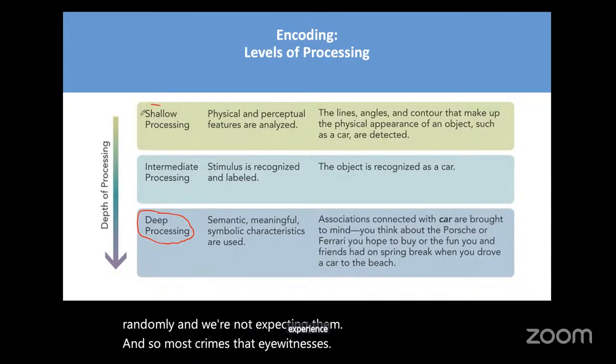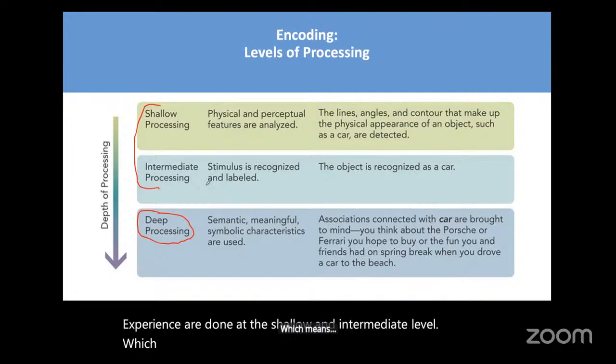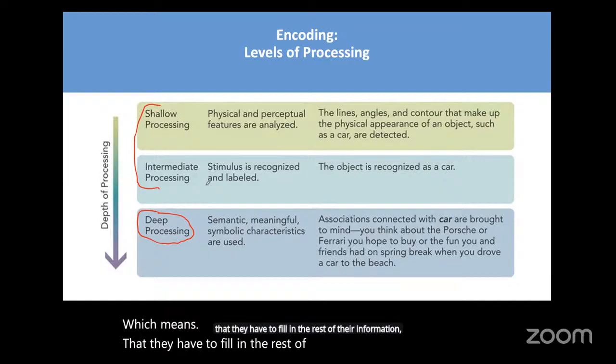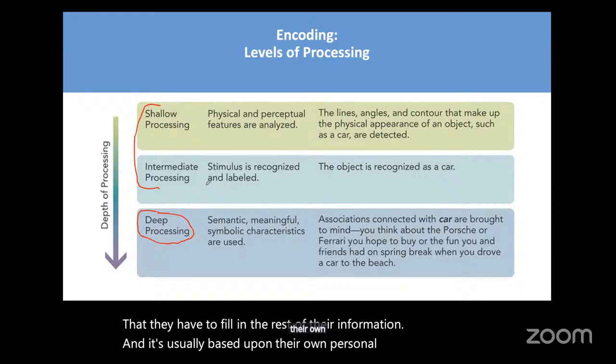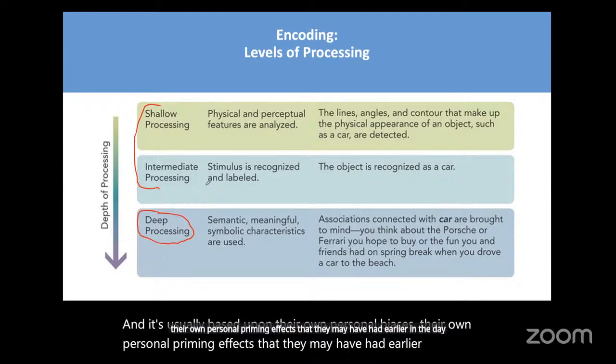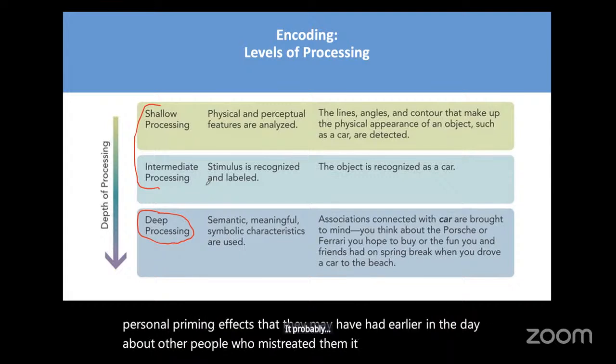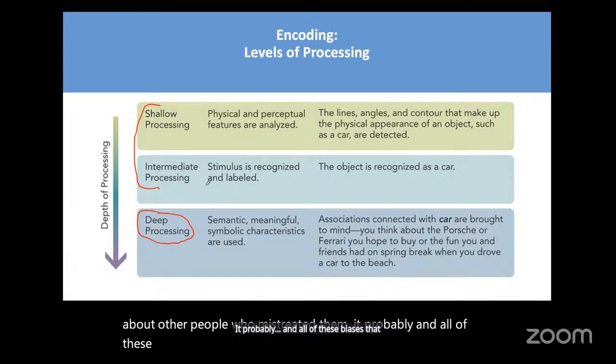And so most crimes that eyewitnesses experience are done at the shallow and intermediate level, which means that they have to fill in the rest of their information. And it's usually based upon their own personal biases, their own personal priming effects that they may have had earlier in the day about other people who mistreated them. All of these biases that fill our brains will fill in that information.